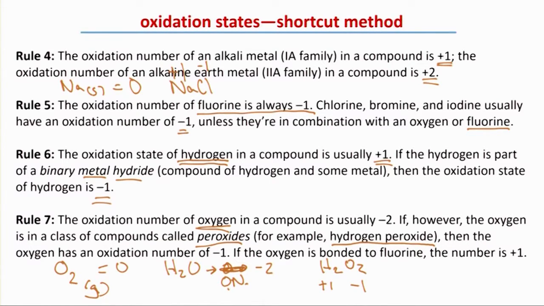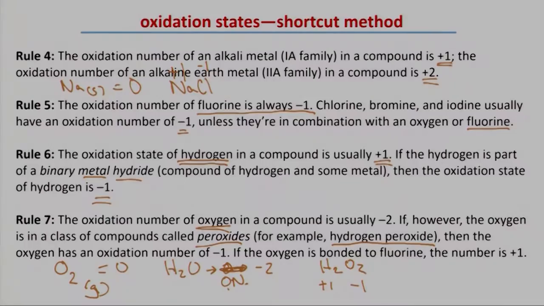Also, if oxygen is with fluorine, you can't have two things that are minus. You have to have something with a plus. So fluorine would be the -1, and then the oxygen ends up being a +1. All right, I think those are all of the examples. Let's see how we use these.